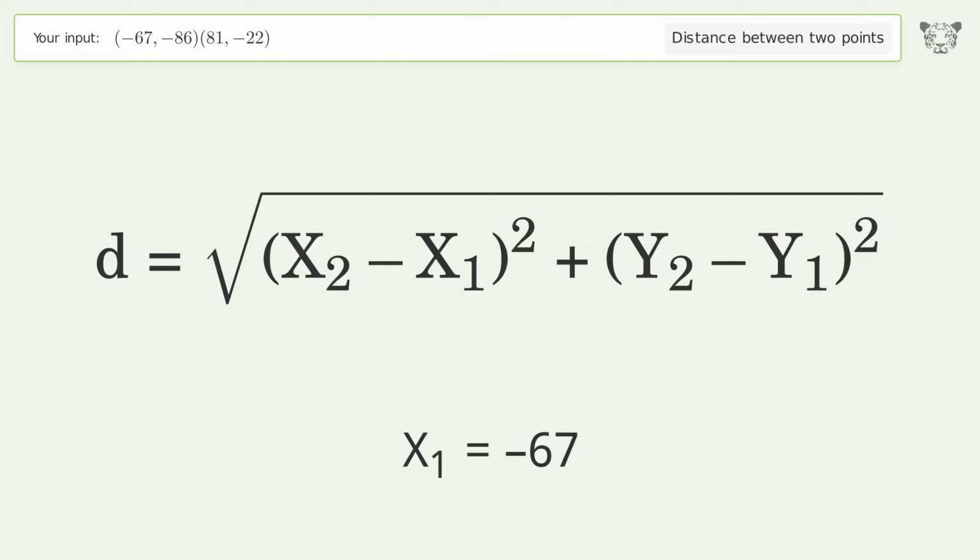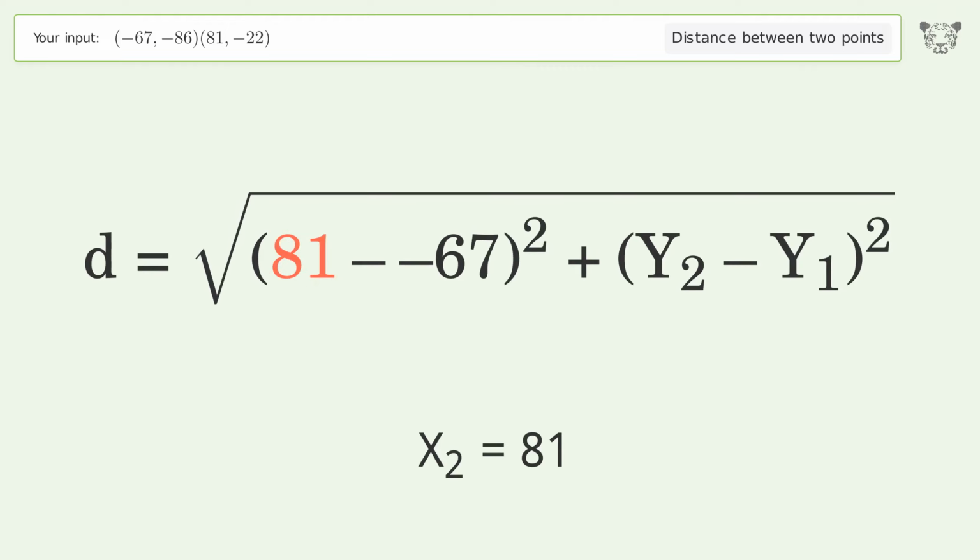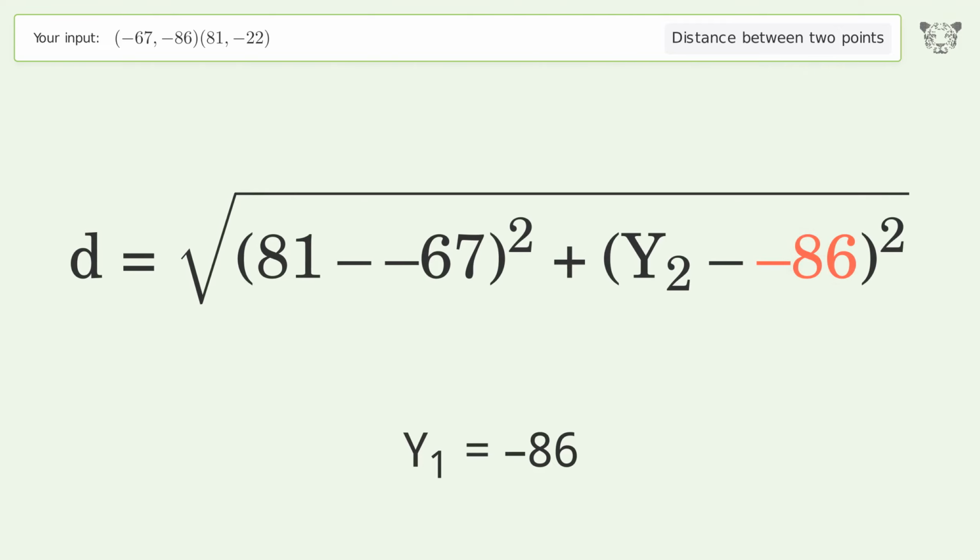x1 equals -67. x2 equals 81. y1 equals -86. y2 equals -22.